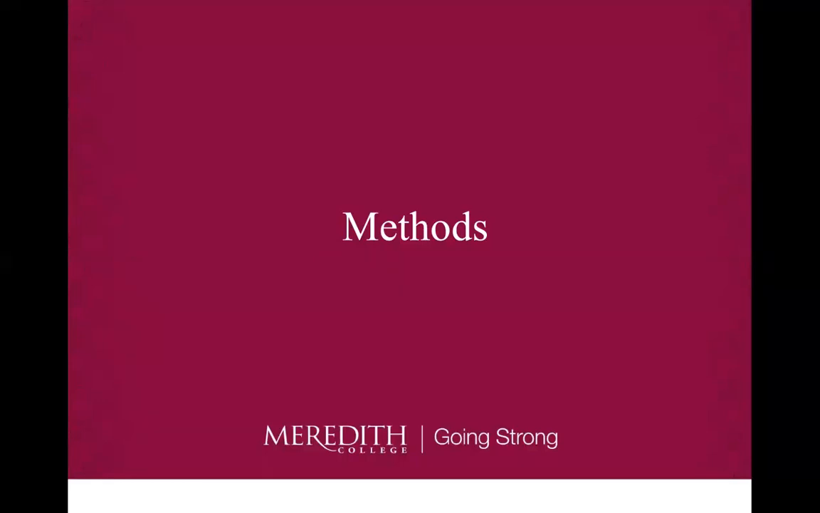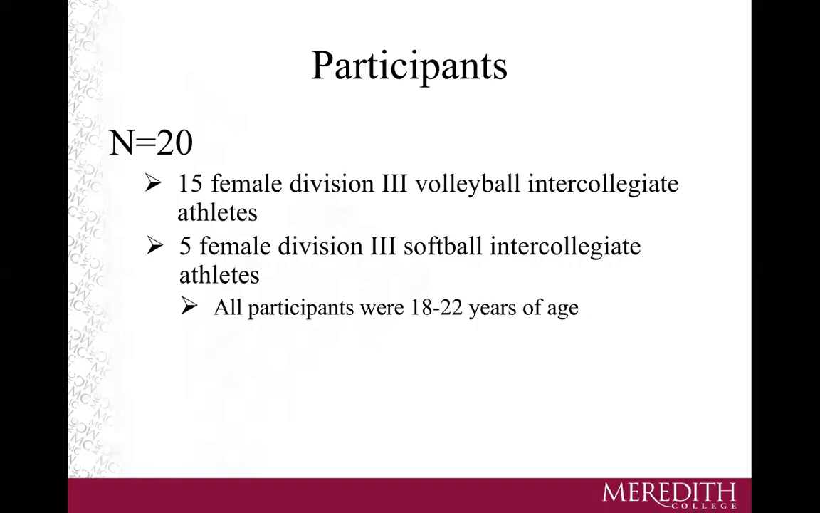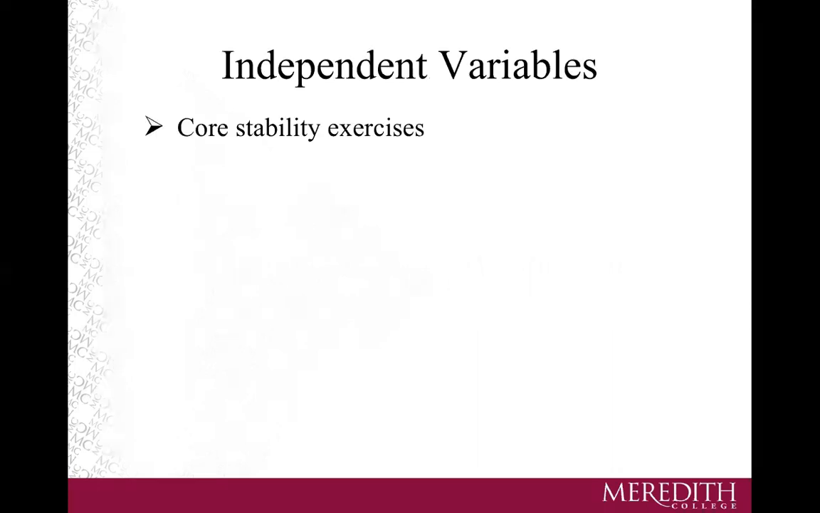Moving on to methods. We had a total of 20 participants in this study. 15 of those were female Division III volleyball intercollegiate athletes, and 5 were female Division III softball intercollegiate athletes, and they were all aged between 18 to 21 years.